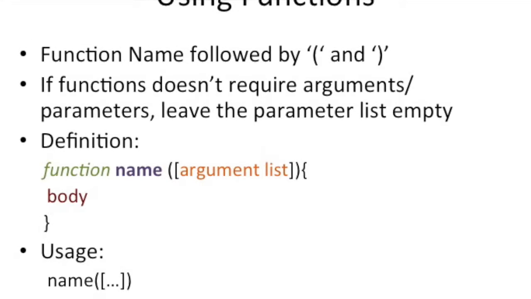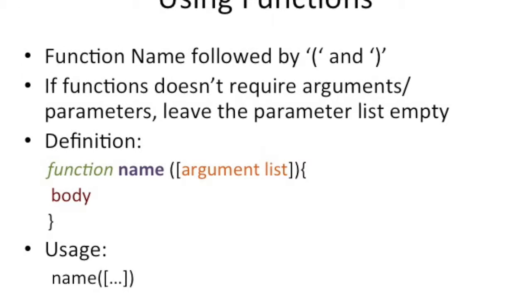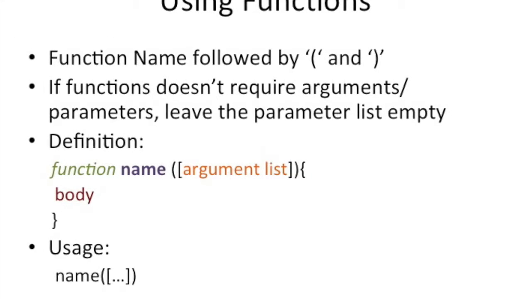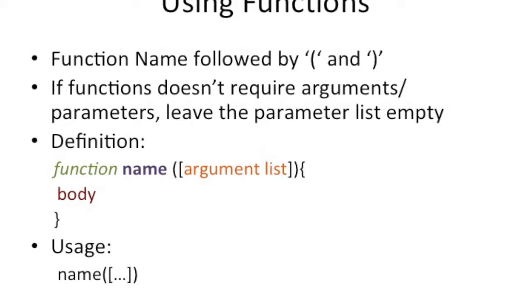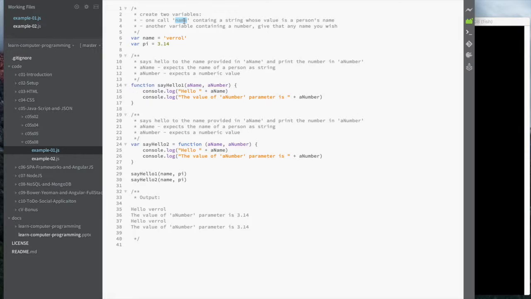Now, of course, if your function expects some values to be passed to it, then you'll have to put that inside of the parentheses. And that's where I have the square bracket and the ellipsis. So here's a simple example. We're going to create two variables. One is going to be called name, and has the value of somebody's name or some name of something or some pet, whatever you like. And then I'll create another variable which contains a number, and you can call the variable anything you want, but I'm going to use pi.